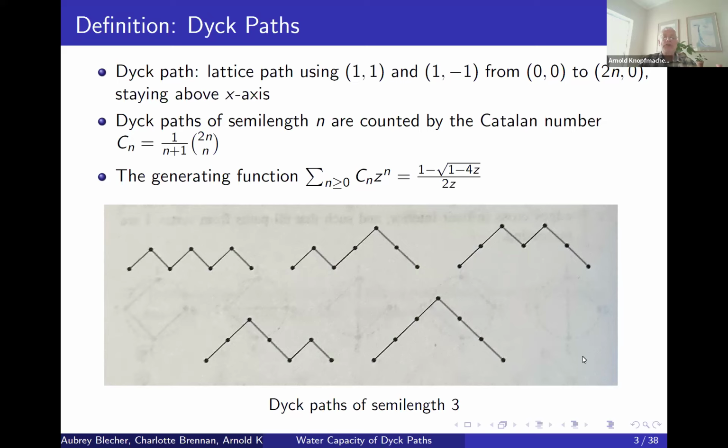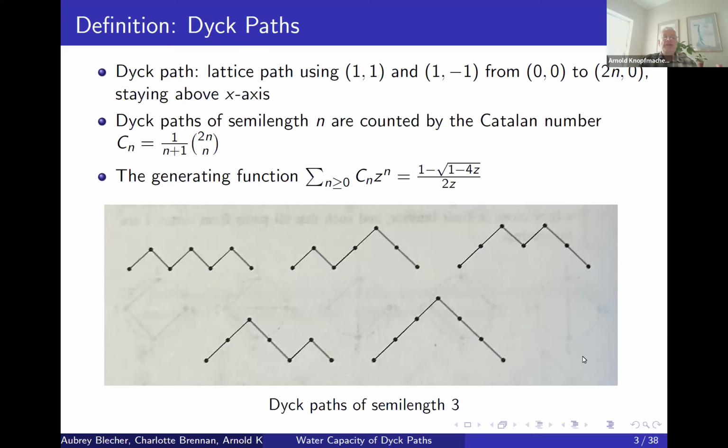The number of Dyck paths is a very well-known quantity that comes up in combinatorics. It's counted by the Catalan numbers. As you can see, the Catalan numbers are rather simple. It's just 2n choose n times 1 over n plus 1. And also the Catalan numbers have a nice generating function, which involves a square root function of 1 minus 4z.